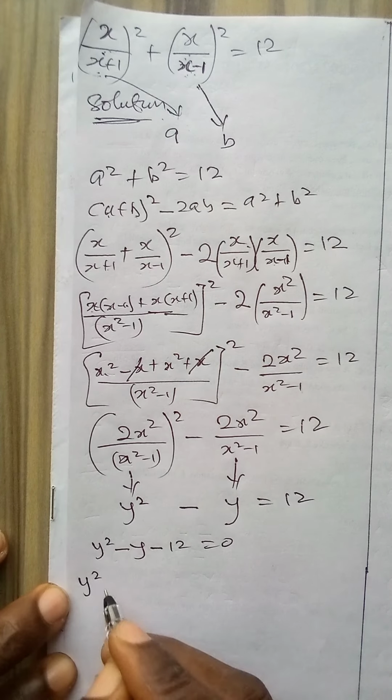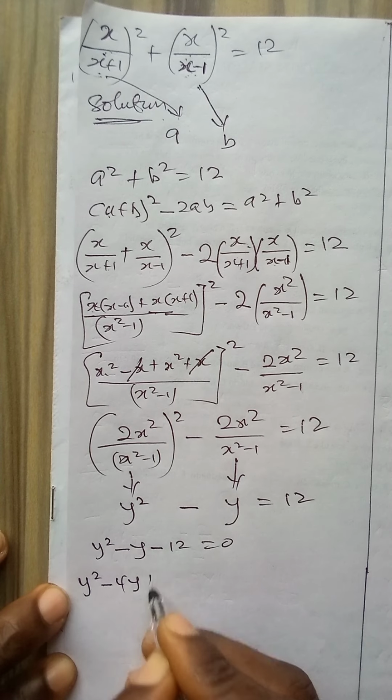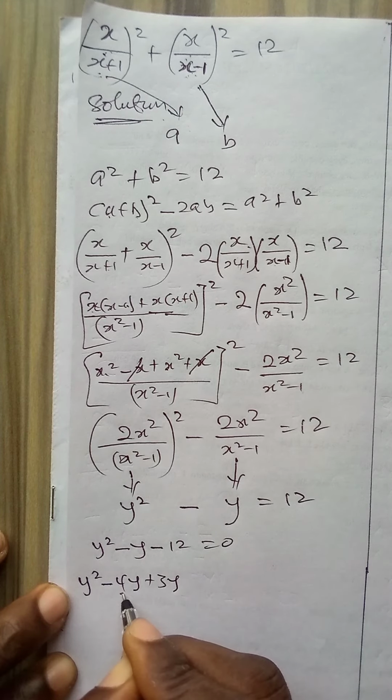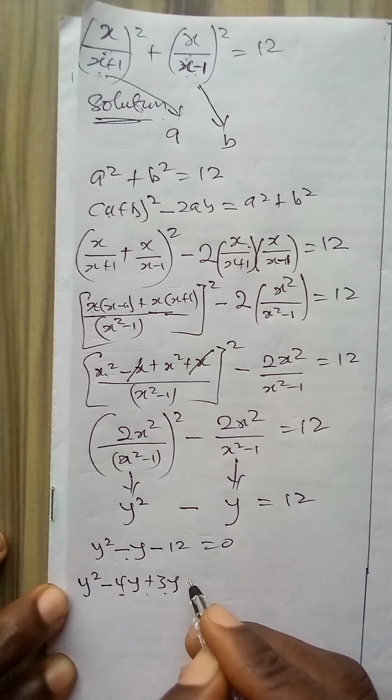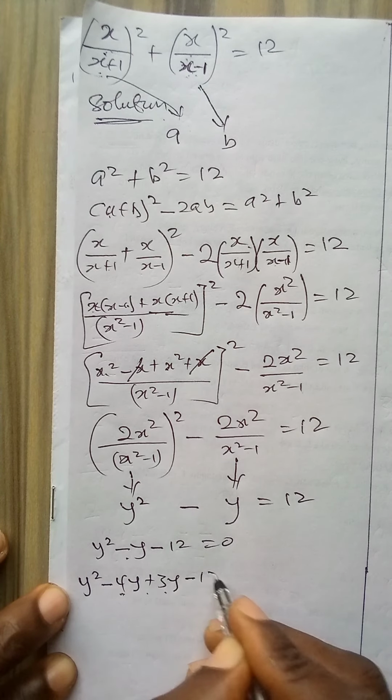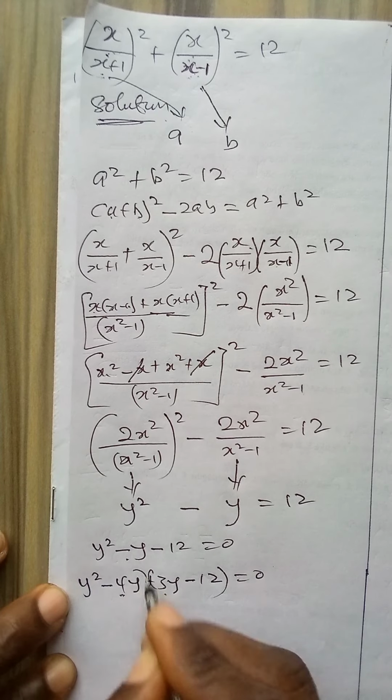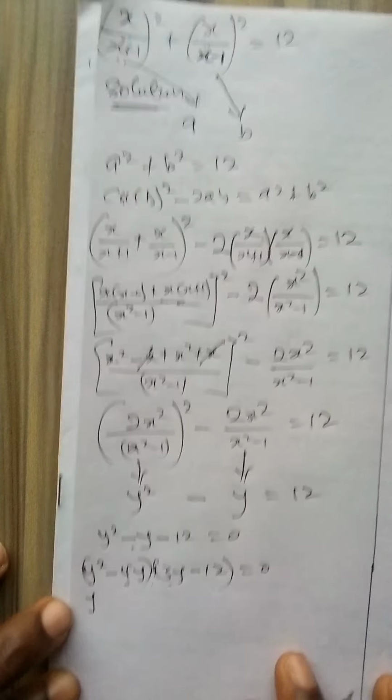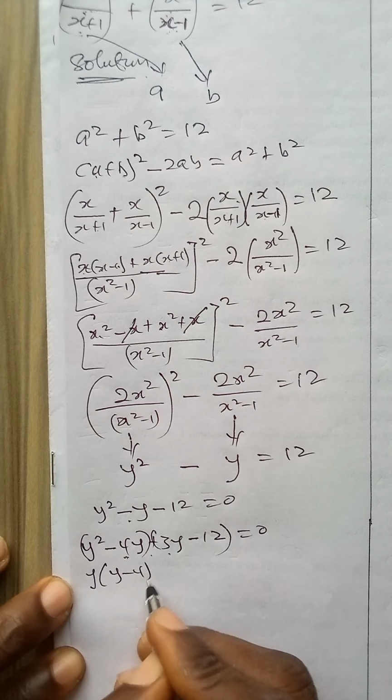We'll have y squared minus 4y plus 3y. Minus 4y plus 3y will give us minus y. Then minus 12 is equal to 0. If I group them, y is common in the first bracket, remaining y minus 4.